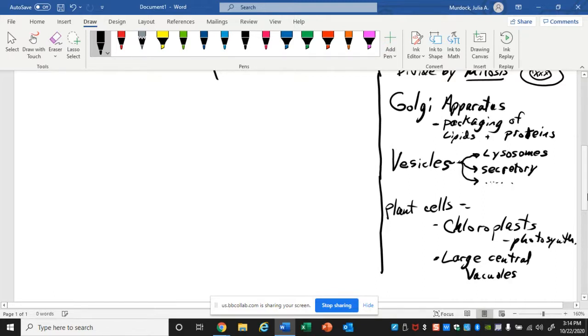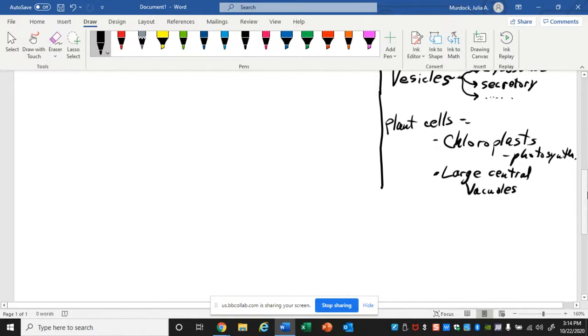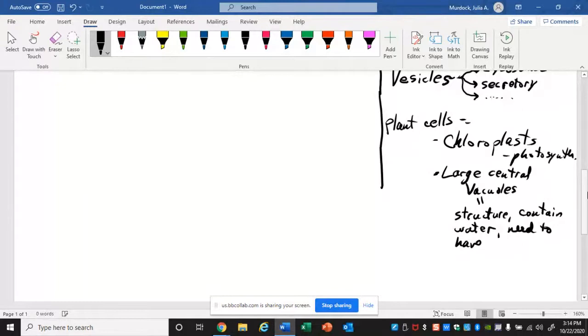And that's important for this unit because you learned all about water potential and turgidity, right? And those large central vacuoles are all about structure. They contain water and need to have turgidity, particularly when we're talking about land plants. And that's where water potential comes into play. There's a connection there.